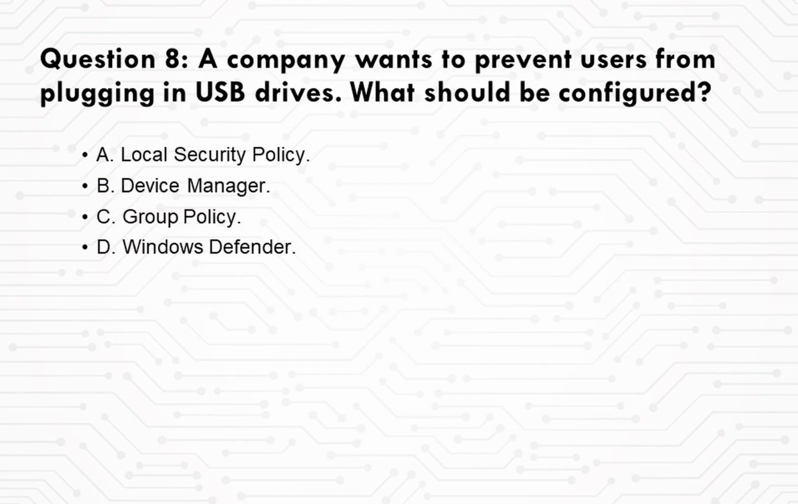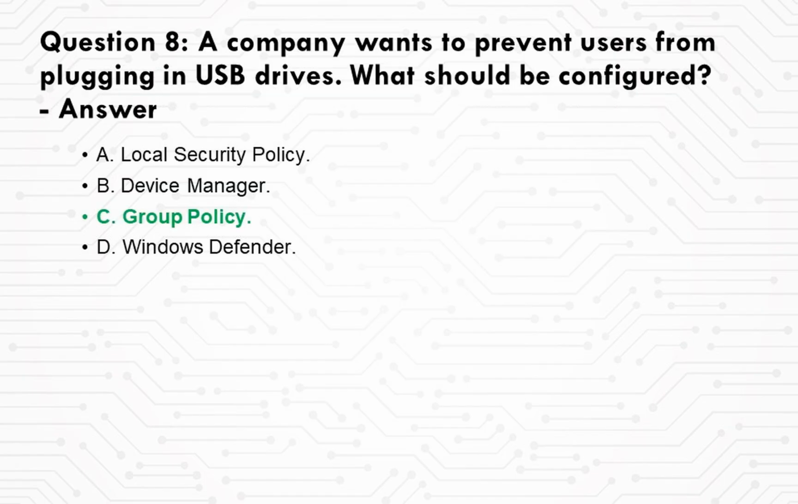Question 8. A company wants to prevent users from plugging in USB drives. What should be configured? A. Local security policy. B. Device Manager. C. Group policy. D. Windows Defender. Answer: C. Group policy allows administrators to block removable storage devices.